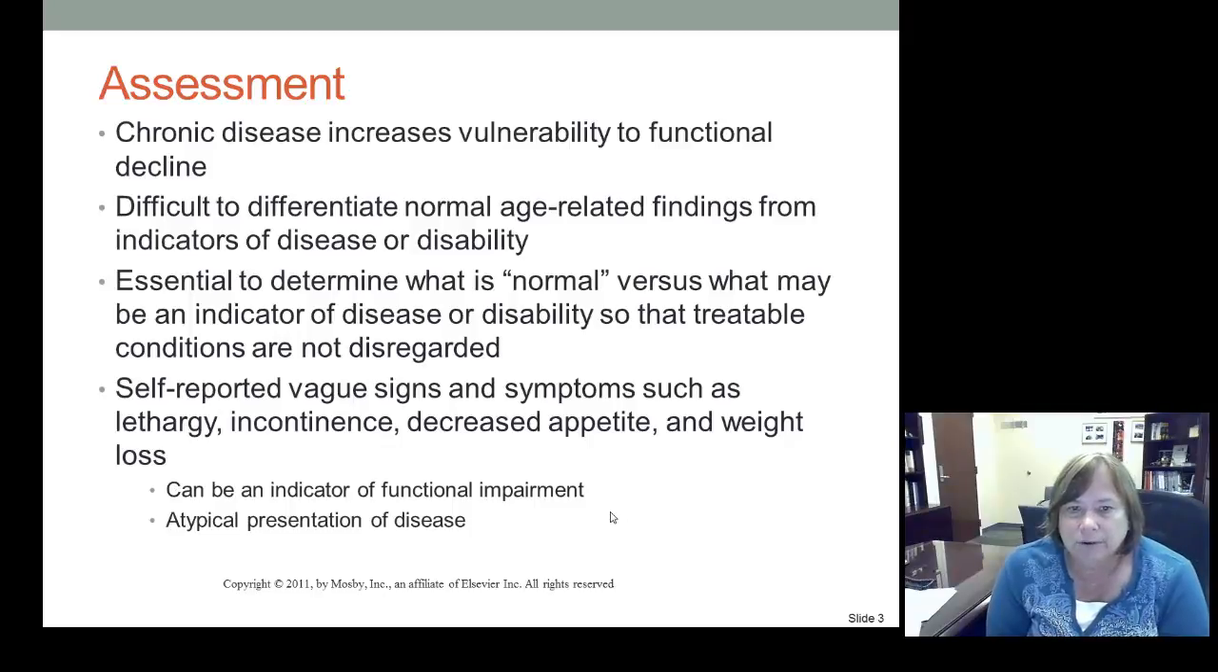As a nurse caring for older adults and performing these assessments, you need to be able to understand and differentiate normal age-related findings from indicators of disease or disability. You need to know what's normal and what's a sign that disease may be setting in and further investigation is needed. Older adults often present with vague signs and symptoms such as loss of appetite, "I don't feel like eating anymore," "I'm tired," "I'm losing weight." Again, these are subtle signs and they are not signs of normal aging. So again, further investigation is warranted.